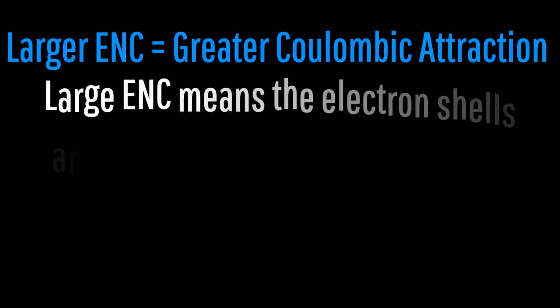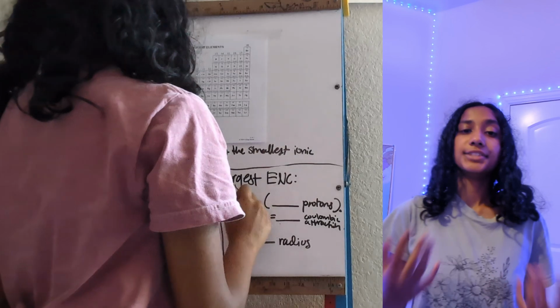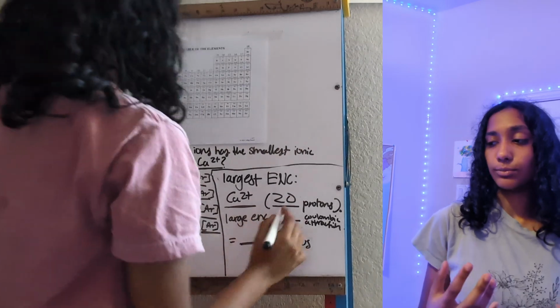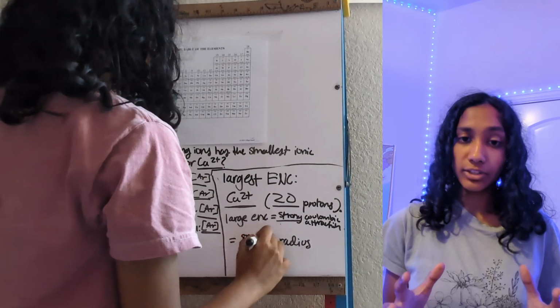Okay, so here's the thing. Now that we know that all the ions have the same number of electrons and the same number of energy shells, we need to look at the other factor that affects atomic radius, which is effective nuclear charge. Remember, the larger the effective nuclear charge, the stronger the Coulombic attractions between the nucleus and the electron shells. So, atoms with a high ENC are going to pull the electron shells closer to itself, decreasing atomic radius. Among the 4 ions, Ca2+ has the highest ENC with 20 protons. Ca2+ has the strongest attraction between its nucleus and its electrons, so it has the smallest atomic radius.